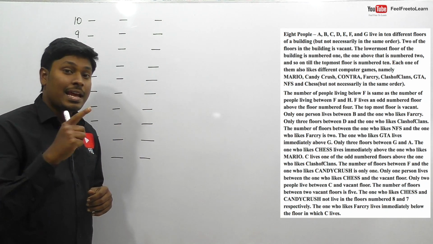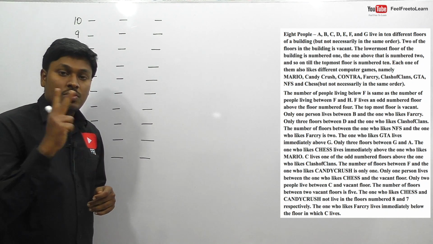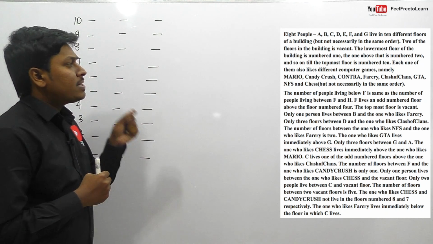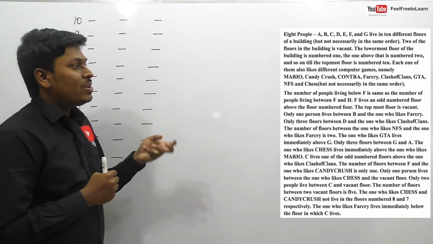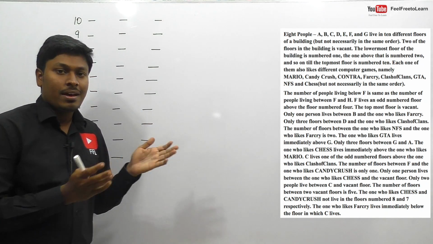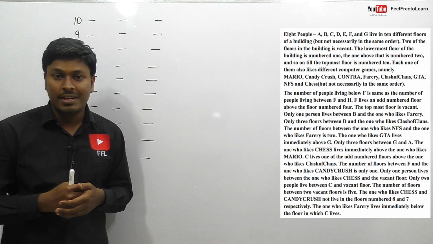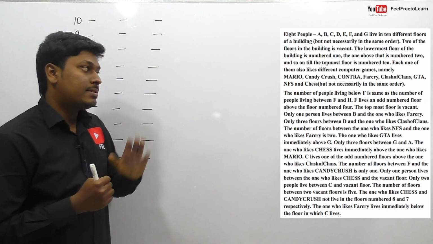So friends, there are 8 persons and there are 10 floors, so 2 floors are vacant. Each person likes a different game, such as Mario, Candy Crush, Contra, Far Cry. All the 8 persons like different games, right? So let me move on to the interesting puzzle, friends.